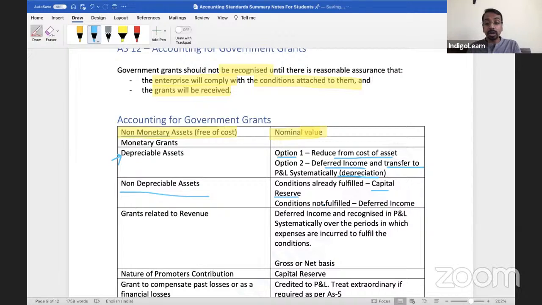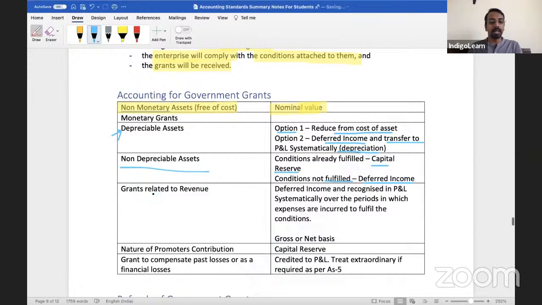If conditions are not yet fulfilled, you have to fulfill those conditions in the future, and you will be incurring some expenditure to fulfill those conditions in the future. You will transfer it to deferred income, and again systematically on the basis of expenditure, you will transfer that amount from deferred income to other income.